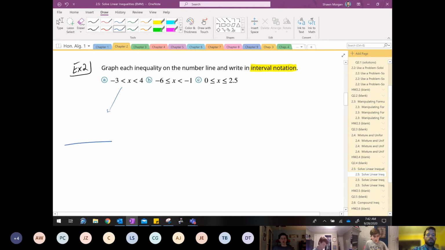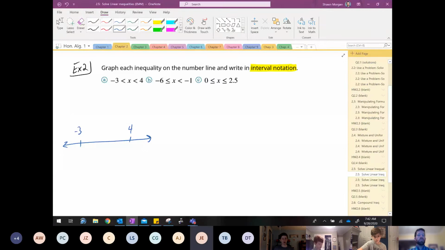So on my number line, I'm going to put -3, and I'm going to put 4. Okay? And I want to note which kind of marks I should use. Should they be open or should they be closed? What do you guys think? Open. Open on both ends, right? We are excluding -3. We are excluding +4. Now use a preposition and describe for me the set of numbers here that would make a true statement.